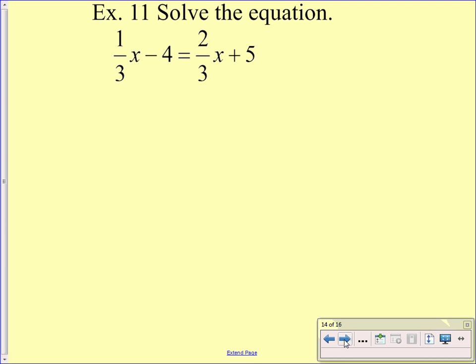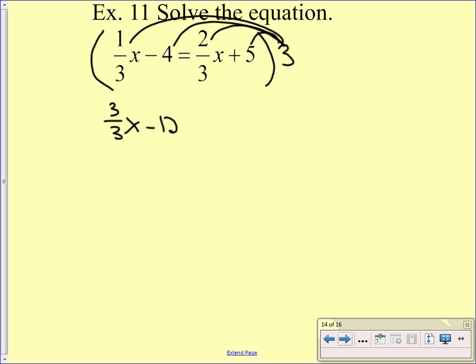Example 11, another fraction, but you have the fraction on both sides. You still want to look for that least common multiple of the denominator, which is 3. So every part of the equation must be multiplied by 3. 3 over 3x minus 12 equals 6 over 3x plus 15. I can reduce my fractions. 1x minus 12 equals 2x plus 15. And now I can start solving.